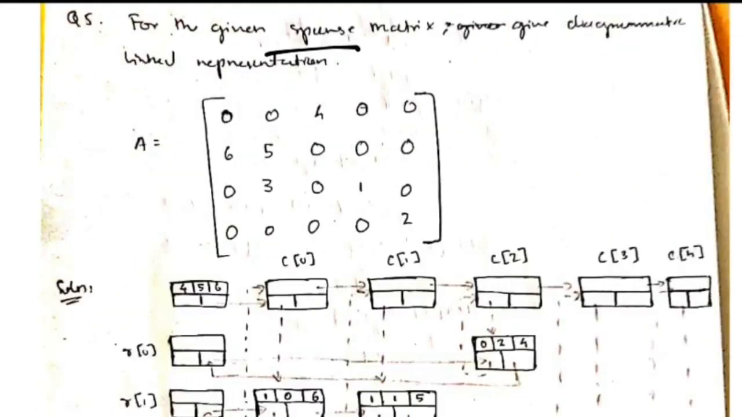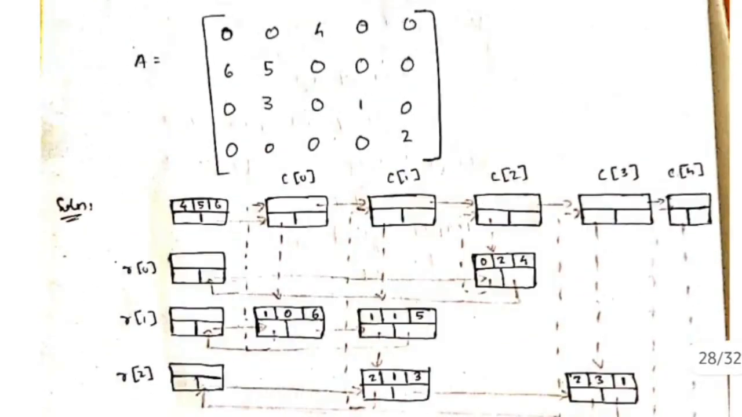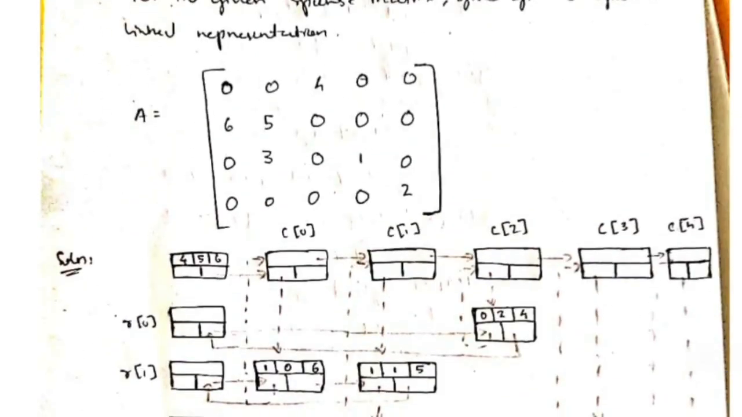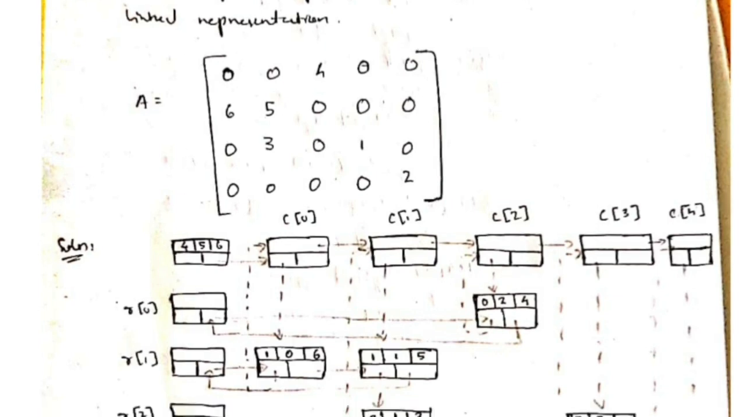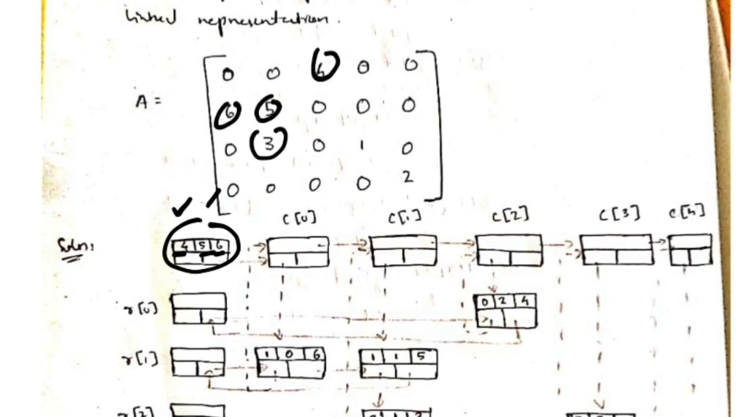For the given sparse matrix, give the diagrammatic linked representation. So this is the sparse matrix which we have been given, and first what we will do is, see here, count the number of rows and columns. We have 4 rows here and 5 columns here. For the linked representation, first we will make a box here and write the number of rows and columns, which is 4 and 5. And in the third space, what we will write is how many non-zero elements are there. 4, 6, 5, 3, 1 and 2, means 6 non-zero elements. So we will write here 6.